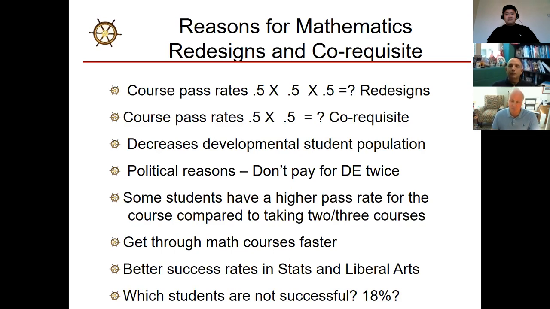Here's your answer. You don't have them take it. Let me say that again. You don't have them take the course. And that's what's happened with the co-recs. And that's also happened with the redesigns. What co-rec courses are important, what redesigns are important, what math skills are important. So the answer is, if you skip the course, you got 100% pass rate. That's what they're talking about. Decrease in developmental ed students, we know that. Political reasons, why play twice?